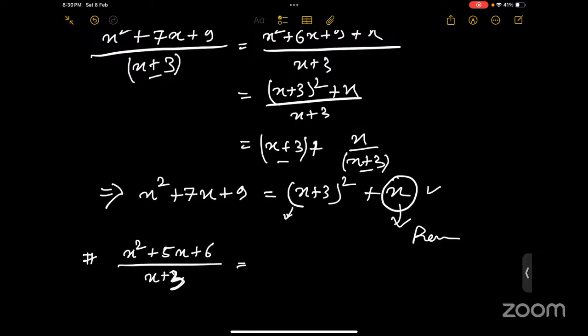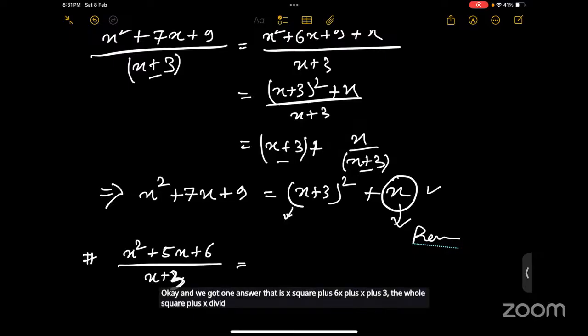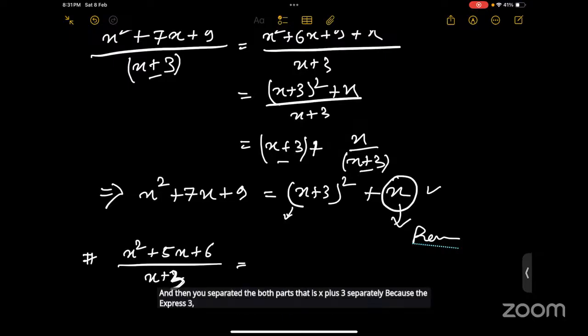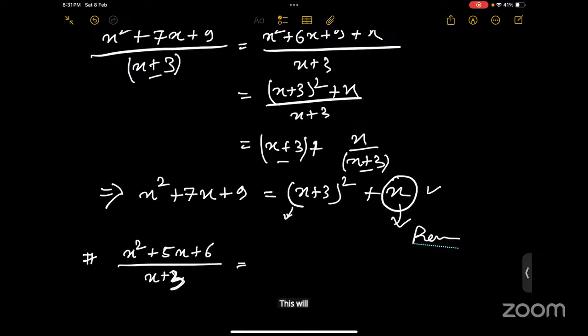What I am trying to tell is we are dividing P by Q, and we got one answer, that is x square plus 6x plus (x plus 3) the whole square plus x, divided by x plus 3. Then you separated both parts, because one x plus 3 will cancel in the numerator. So x plus 3 plus x by x plus 3, divided by x plus 3. This will be the final answer, no?